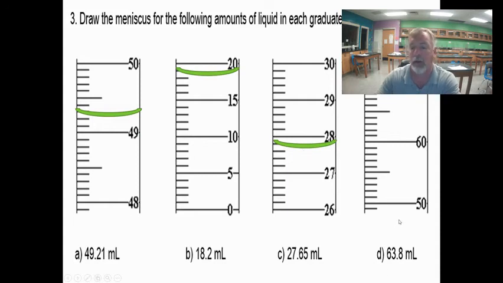And finally, the last one here, 63.8. 10 milliliters, 10 tick marks, 1 milliliter per tick mark, 61, 62, 63, but we've gone 0.8, so we're closer to the 64. So we want to draw our line just under that 64 milliliter mark, and there you go. Right, so the bottom of that meniscus is a little bit below our 64 milliliter mark. All right, that'll wrap us up for reading a graduated cylinder.